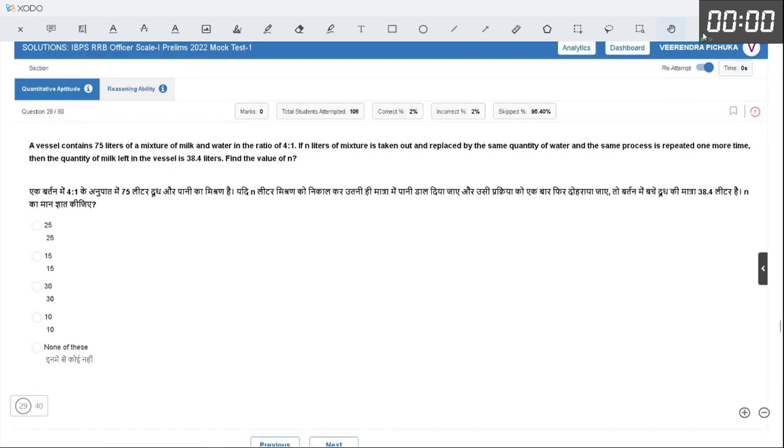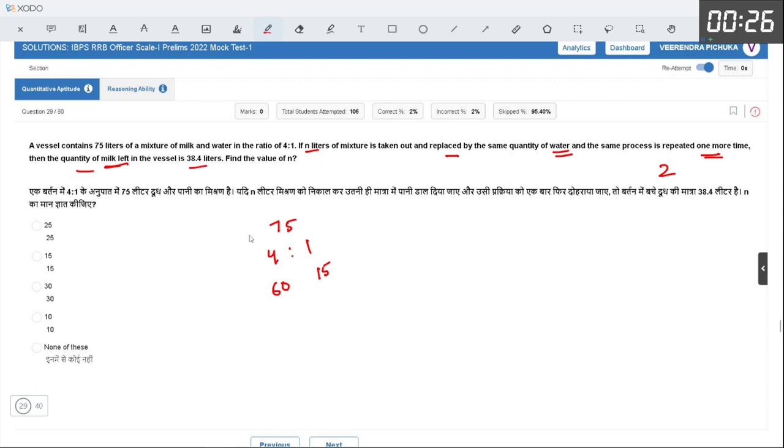See, mixture and alligations. Very easy question. You can easily solve this. There are 75 liters in the mixture, divided in the ratio 4 is to 1. That means 4 plus 1, 5 parts. 5 parts means each part is 15. 15 fours are 60, this part is 15. Later, some quantity is taken out and the same quantity of water is added. Repeated one time, that means two times they did. The quantity of milk left is 38.4 liters.